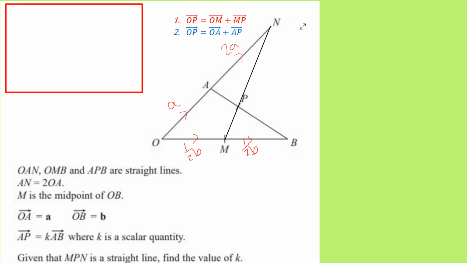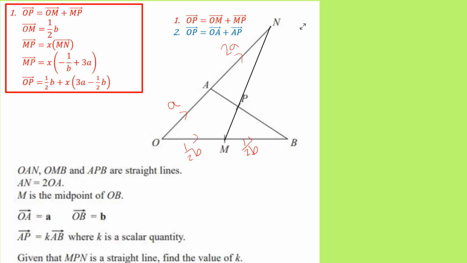So the first one then, OP is O to M and then M to P. So O to M is a half B, this line here. We know that bit, that's the easy bit. And M to P is some scalar of this entire line here, M to N. Again, we don't know what this distance is, it doesn't tell us anywhere. So I'm going to call that scalar X. It doesn't matter what letter I use here as long as it's clear what I'm doing. So it's some scalar of M to N.